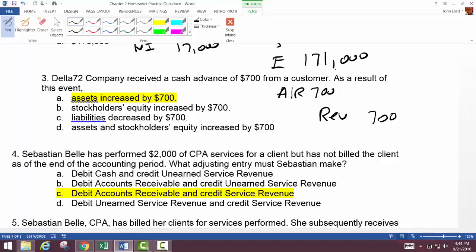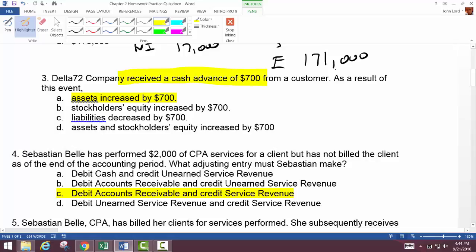Okay, so then what happens? Then the person goes ahead and pays me, and they pay me $700. Cash received. Oh, great. I showed you the wrong transaction, though. So never mind everything I just said. I misread that. It's what? Received a cash advance from a customer. If I receive a cash advance, someone is providing me the cash what? In advance of providing the service, right?